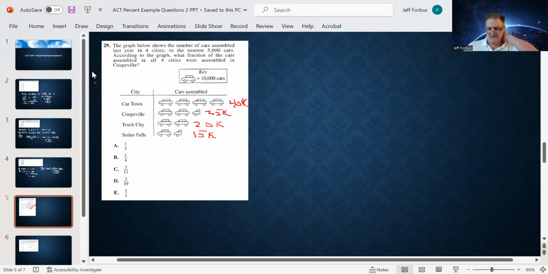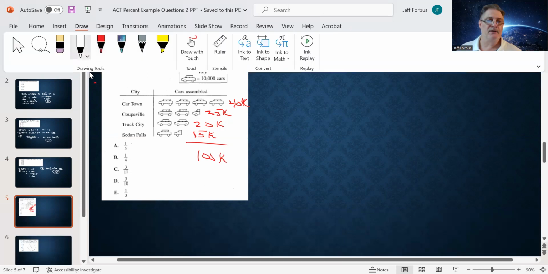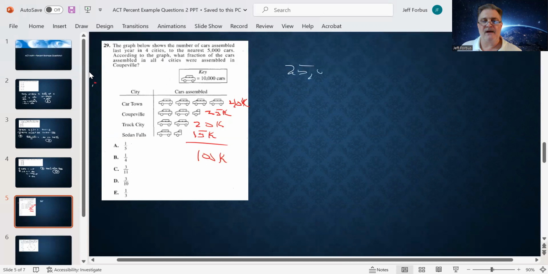Now, if you total all those up, that comes out to be 100,000 or 100K. So 100,000 cars. Now the question was, according to the graph, what fraction of the cars were assembled in Coupeville? So that's 25,000 cars there in Coupeville. Let me change my pen color. So that's 25,000 out of a total 100,000 cars that were made.